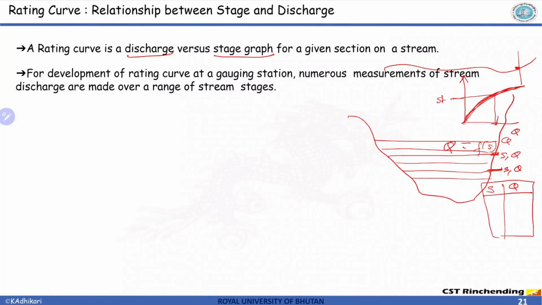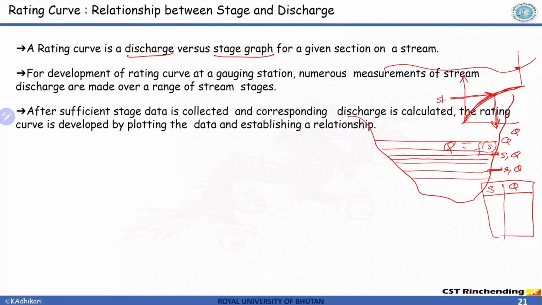Now once we have the plot, the next step is we simply go to the riverside and measure the stage. Once the unknown stage is recorded, whatever the stage recorded at the riverside, the corresponding discharge value can be computed. So this is a fairly statistical method. Let's go on studying how exactly this is done.